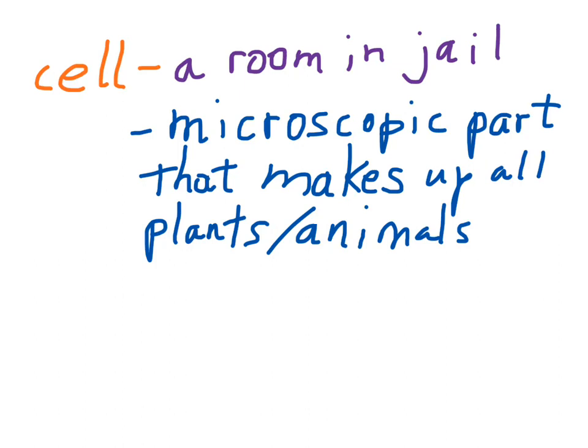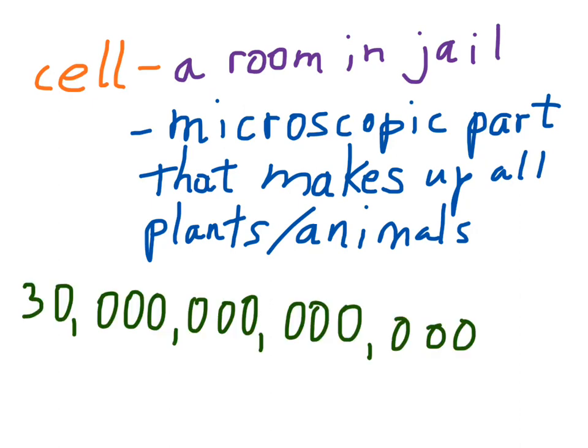So you can think about it almost like Legos. Like imagine building something out of Legos. Those parts make up a Lego creation, right? But it's much, much smaller, and there's so many more of them. We're not talking hundreds or thousands or even millions. One person might be made out of 30 trillion cells, so that's how small they are. But they are what we're made of. All plants and animals are made of cells.